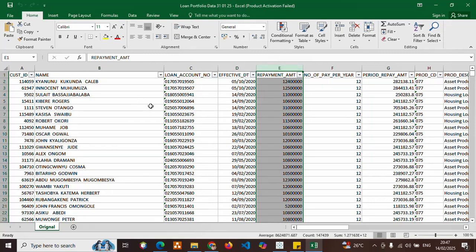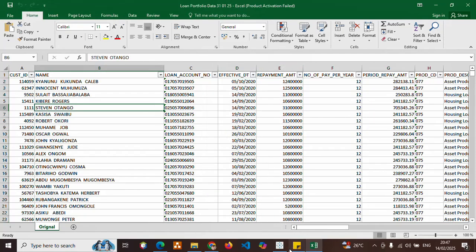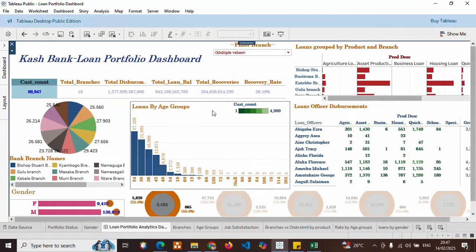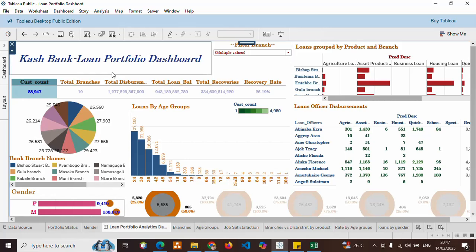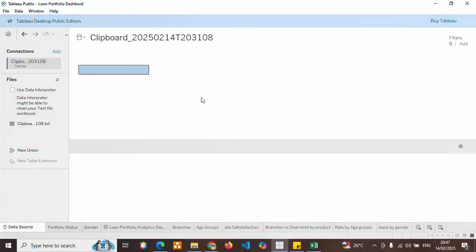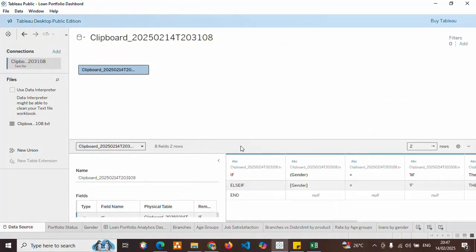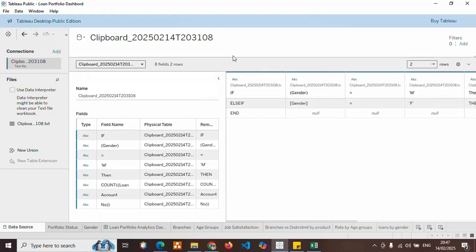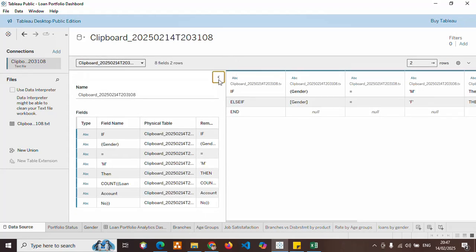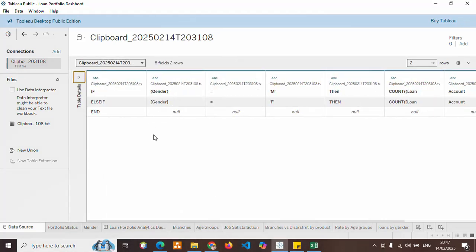So this data is imported into Tableau to design our dashboard. To begin with, after importing this data, it changes the format of Excel into the format we are seeing on the screen here.